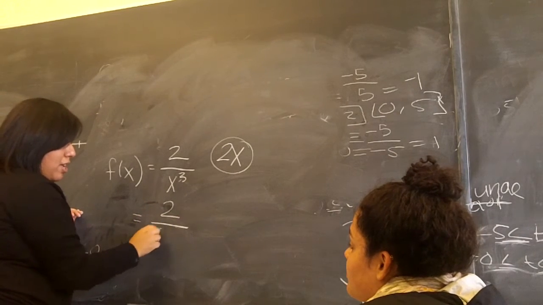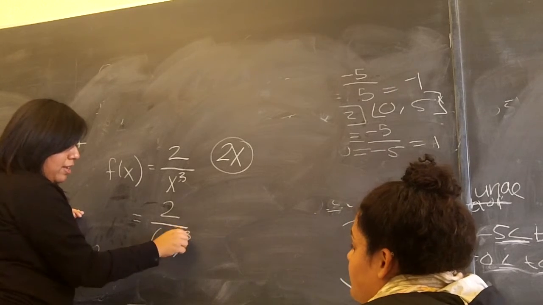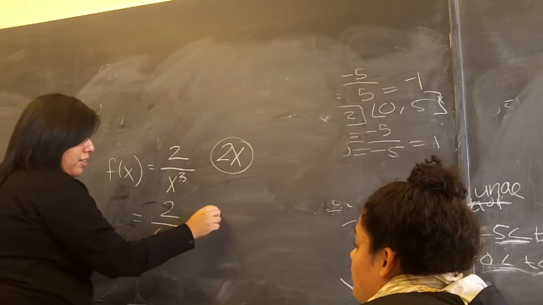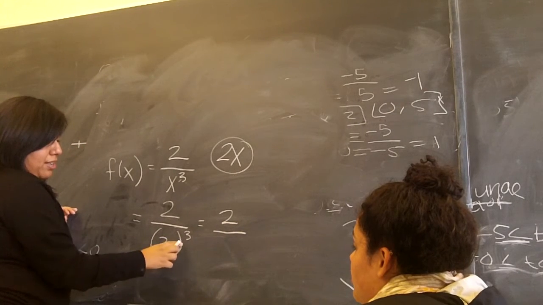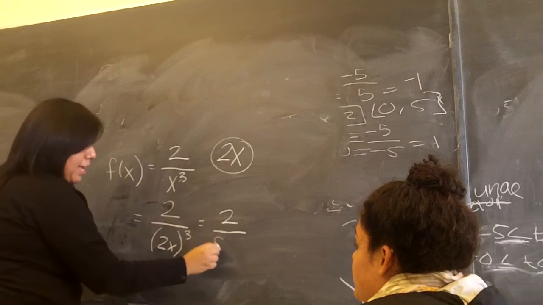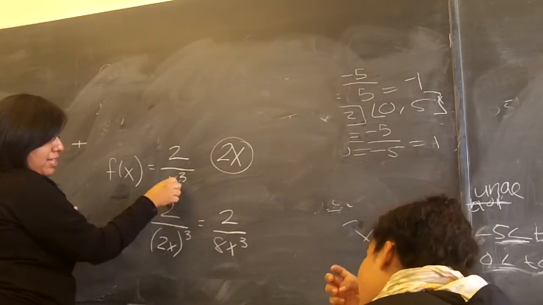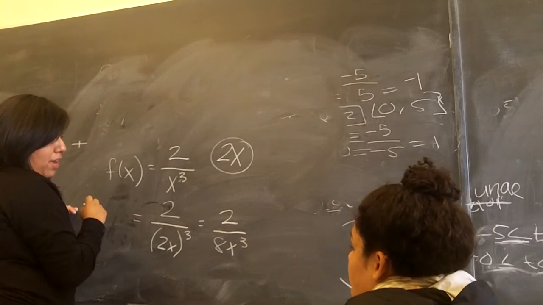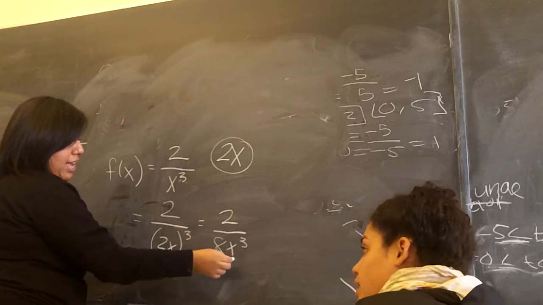Okay, so let's see what the problem is. 2 over 2x, and that's still cubed, right? So then you get 2 over, what is this simplified to? 8x cubed. Okay, so now let's compare this with this. This is 2 over x cubed, this is 2 over 8x cubed.